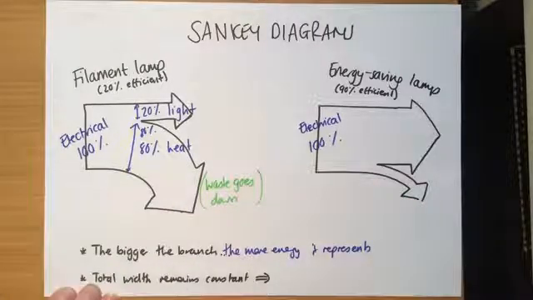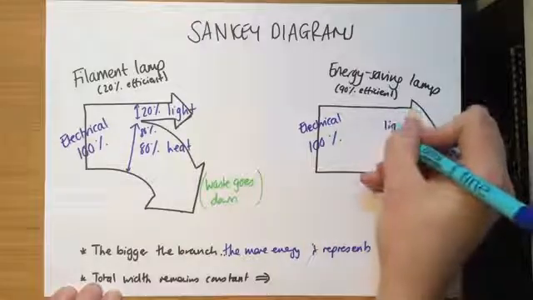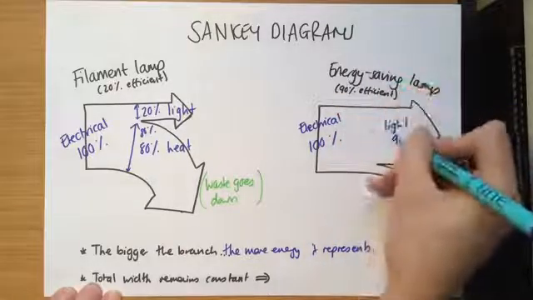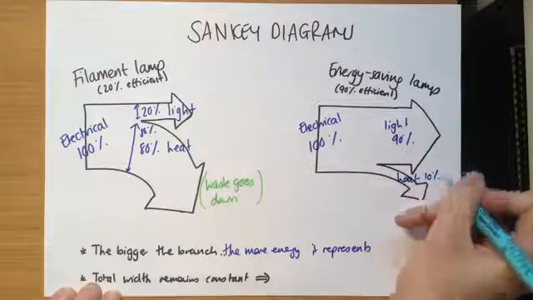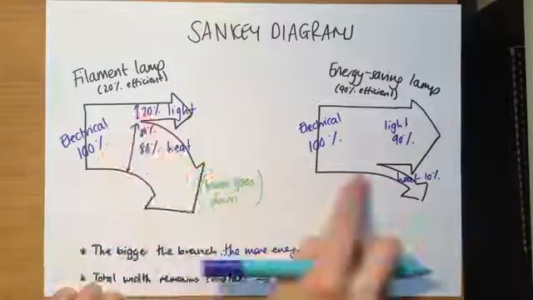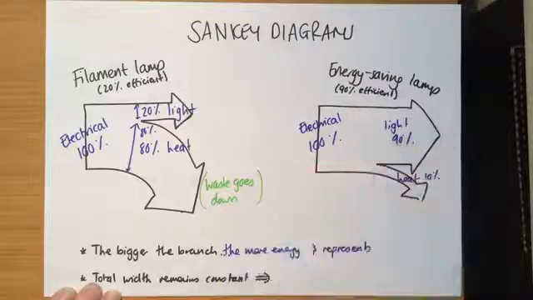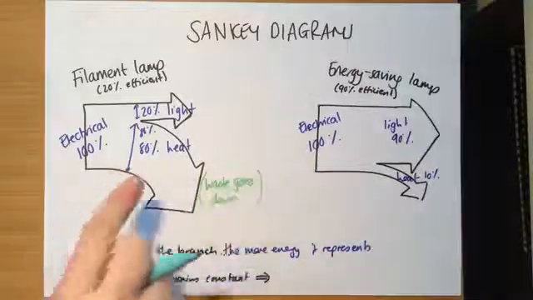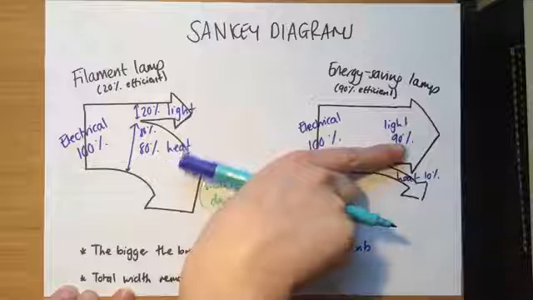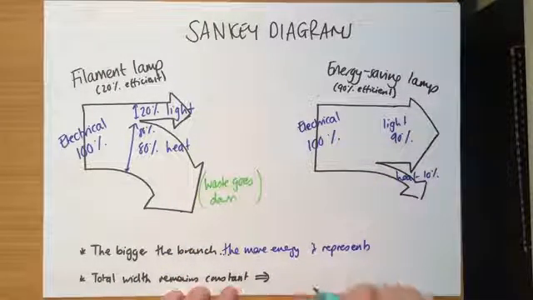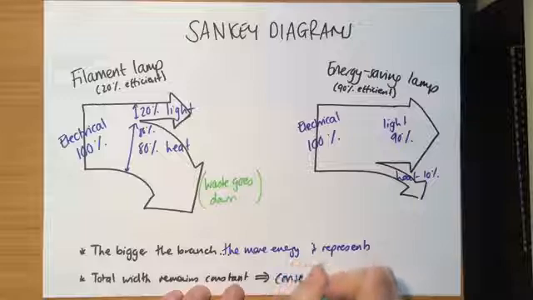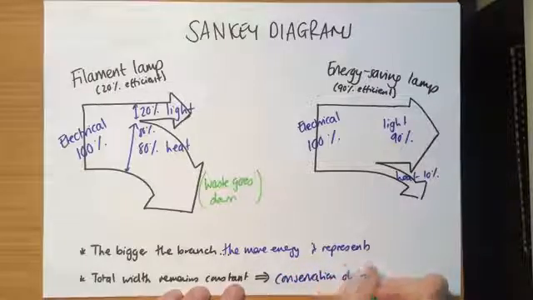So we know already that it wastes less energy. Here we'd have to write down that the light energy, we know it's 90% efficient, so light is going to be 90%, and that heat is only 10%. And that's why this arrow here is smaller than that arrow, because this arrow should only be about 1/10 of this width. Now, the total width remains constant. If I had a 100% efficient light bulb, it would just go straight across. And that's because it's telling us that energy can't be created or destroyed. It's the conservation of energy, which is something you might have heard of before.